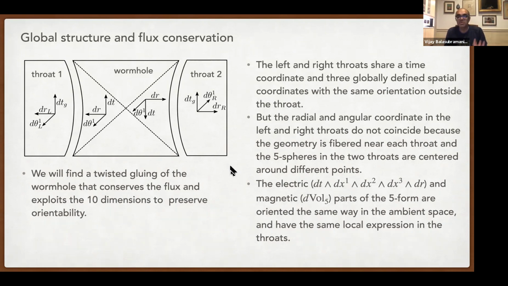The next thing to note, and these are all just sort of facts that we're assembling before we actually do the construction, is that if you just write down the solution, both the electric and the magnetic parts of the 5-form field are going to be oriented the same way in the ambient space, and thus both in throat 1 and in throat 2, they're going to have the same local expression in terms of the coordinate differentials, which I've chosen to draw in these different ways here, because the theta 1 here is not the same as the theta 1 there. It's a different theta that's pointing in. But that's what the solution is going to look like. And that's what we've got to splice together through this wormhole.